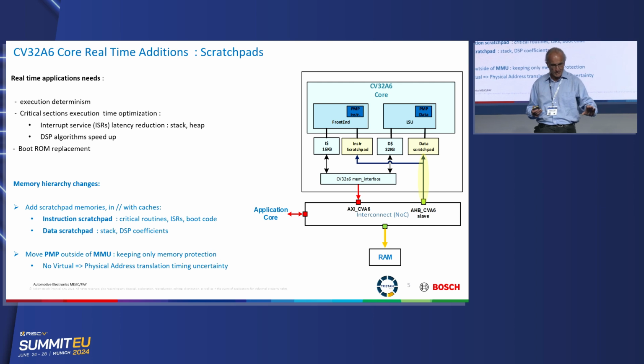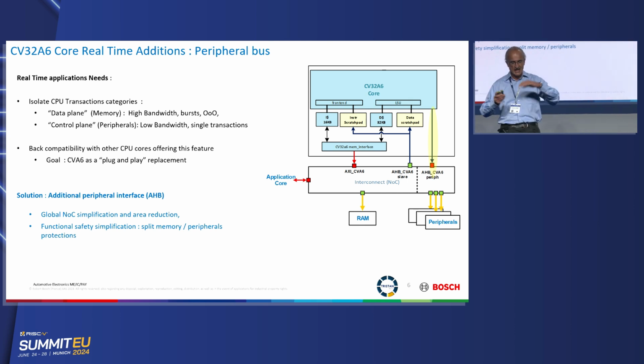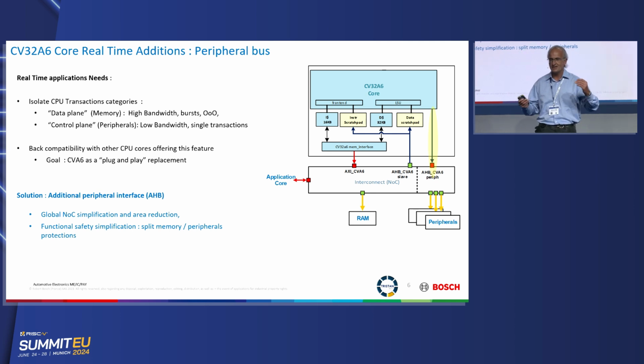Okay, so that was for the memory side of things, but we also did some changes and added a dedicated bus for peripherals, because we wanted to split, let's say, the data plane from the control plane. On the data plane, you have instruction and data. It's high bandwidth traffic, many outstanding transactions, out-of-order transactions, so that requires a very fancy and very high-efficiency interconnect. But on the other hand, it brings you some uncertainty on the traffic.